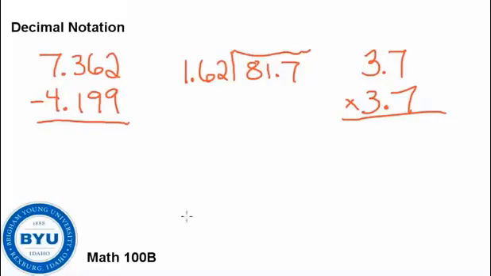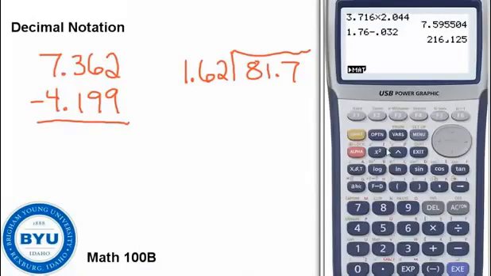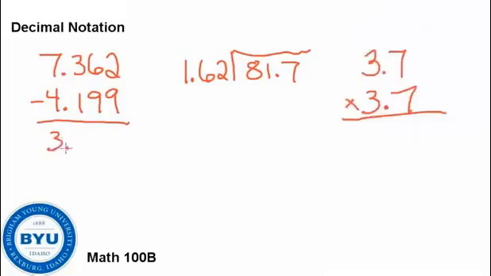Okay, so how did you do? Let's go ahead and work on these problems here. I'd have 7.362 minus 4.199. Push the enter button. If you did it by hand, that's awesome, but again, there's no by hand requirement here with these. We want you to know how to do them in your calculator. You should have got 3.163. 3.163 is our answer there.